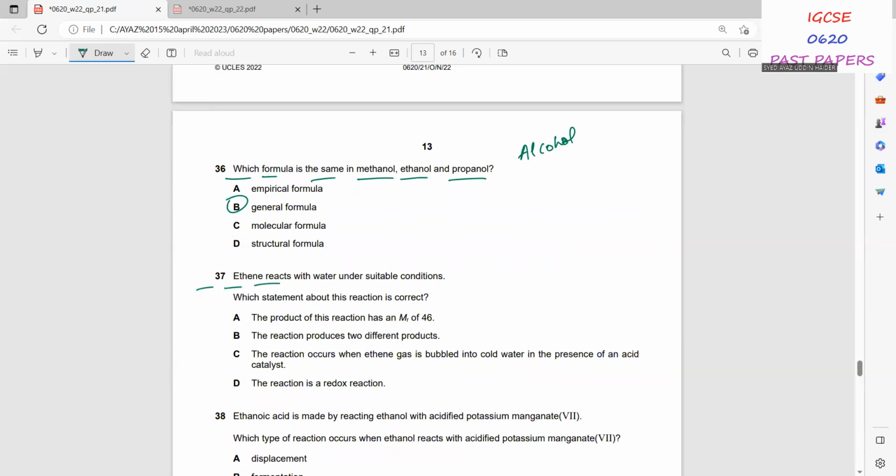37. Ethene reacts with water under suitable conditions. Which statement about this reaction is correct? A, the product of this reaction has an MR of 46. So what will you get when you react ethene with water? The formula of ethene is C2H4 and water is H2O. When you react this, you will get ethanol. The formula for ethanol will be C2H6O.